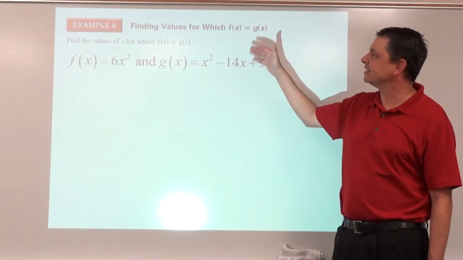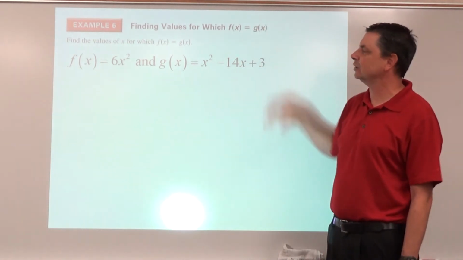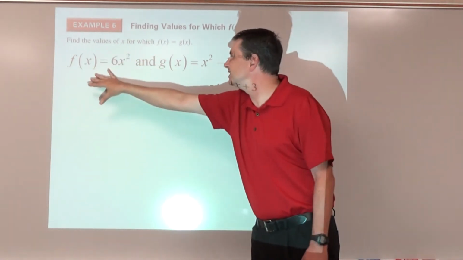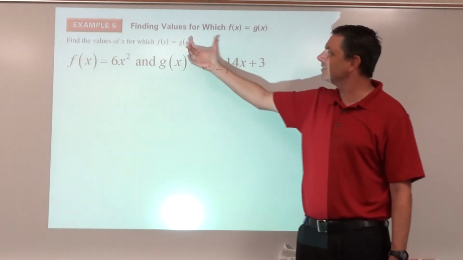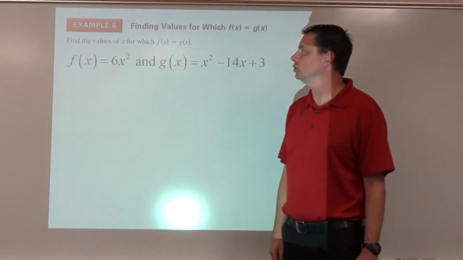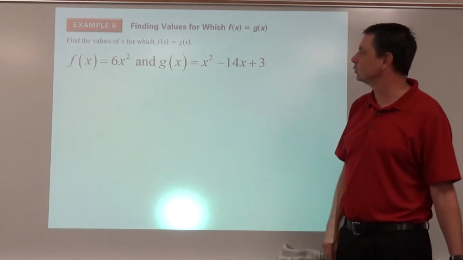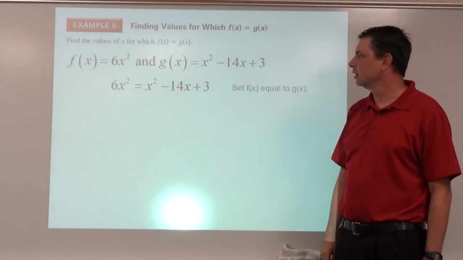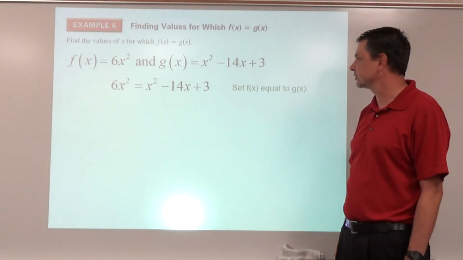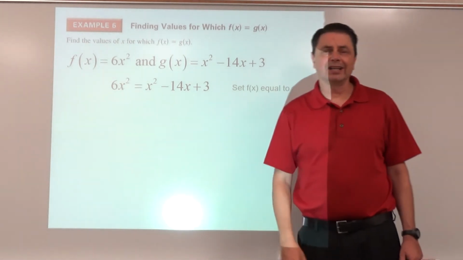Kind of similar, example number 6, find values for which one function equals another function. We're given two different functions, and kind of like it's suggesting, that is our strategy. We're just going to set the two functions equal to each other. 6x squared is equal to x squared minus 14x plus 3. So now we want to go ahead and solve that.